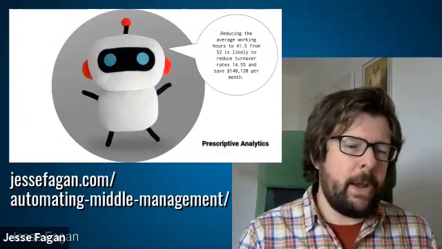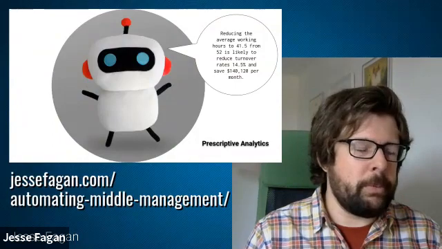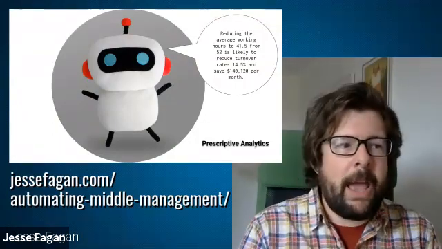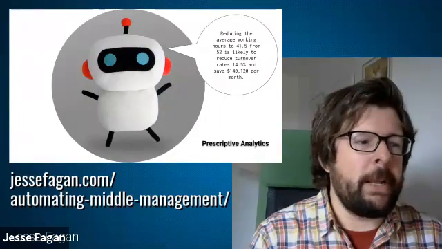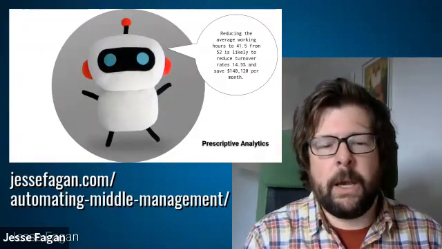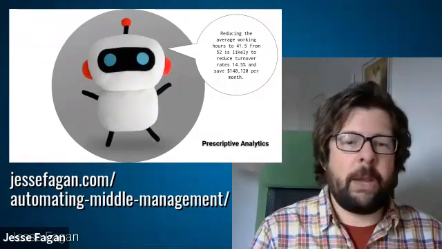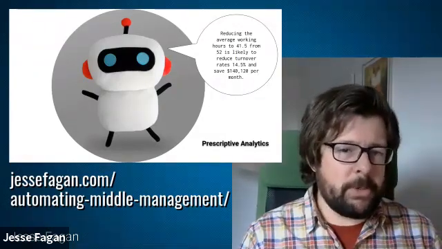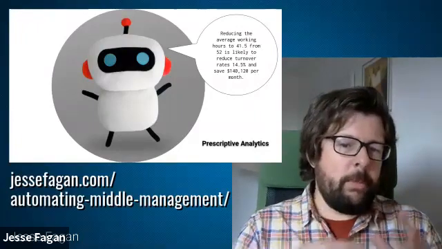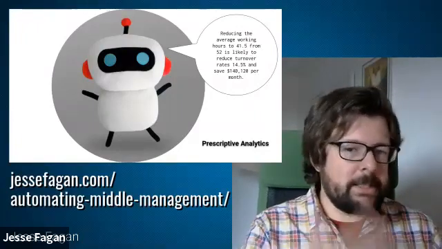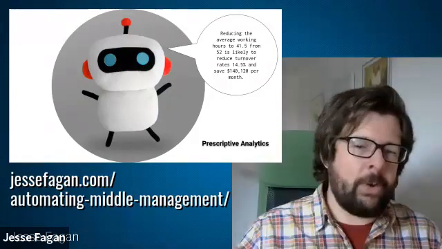So prescriptive analytics says, what should you do? So what kind of changes should you be making to your organization to improve its operation? An example here might say reducing the average working hours to 41.5 from 52, so people are working too much, is likely to reduce turnover rates by 14.5% and save $140,000 per month. So this is an example of how an AI might actually make recommendations. This is really common. Recommender systems are really common. You see them all the time if you use Netflix or Amazon or Spotify or anything like that. It gives you recommendations about what you should try next. And this is something we can apply to the organization. So it can do kind of what-if analysis, like what if we reduce this? How is that going to change the outcomes in some way?